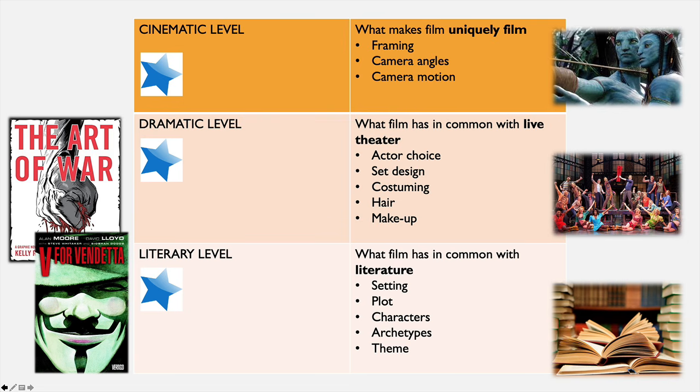We don't just have words now, we have pictures. We don't have actor choice, set design, costuming, etc., but we start to have pictures that we can analyze. So how did the author choose to draw our main character, our villain, our setting, etc.? And then eventually, as we are studying film, we get that cinematic level, the things that make film uniquely film.